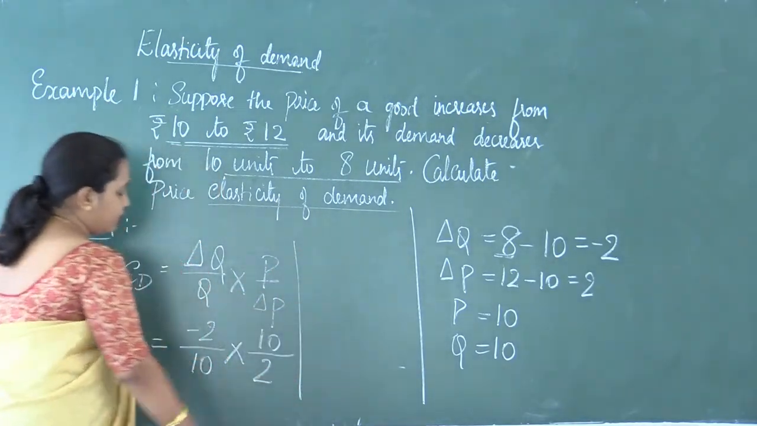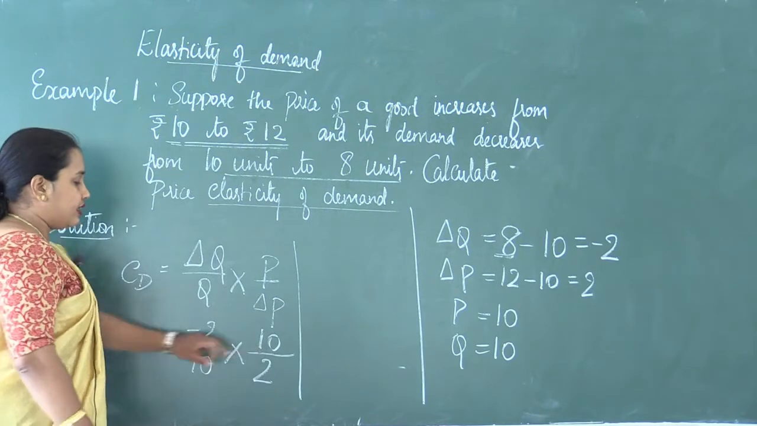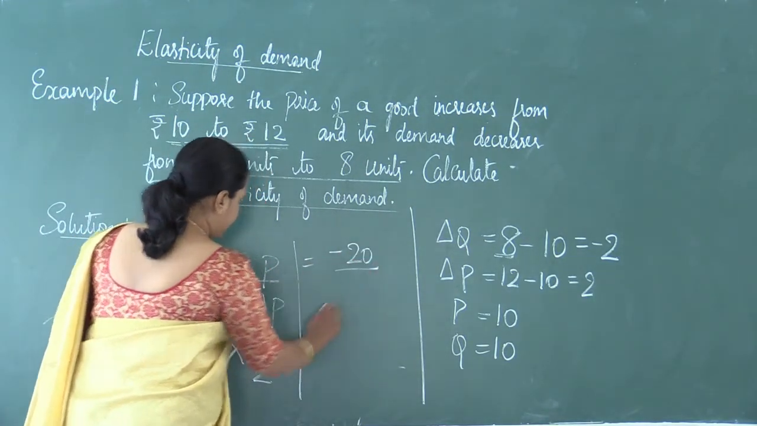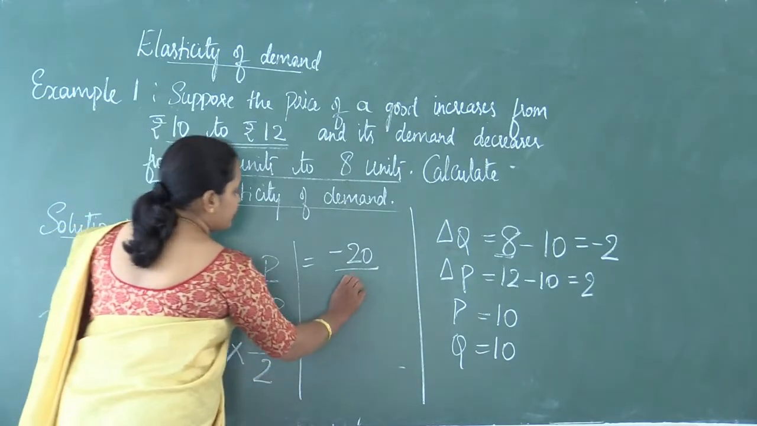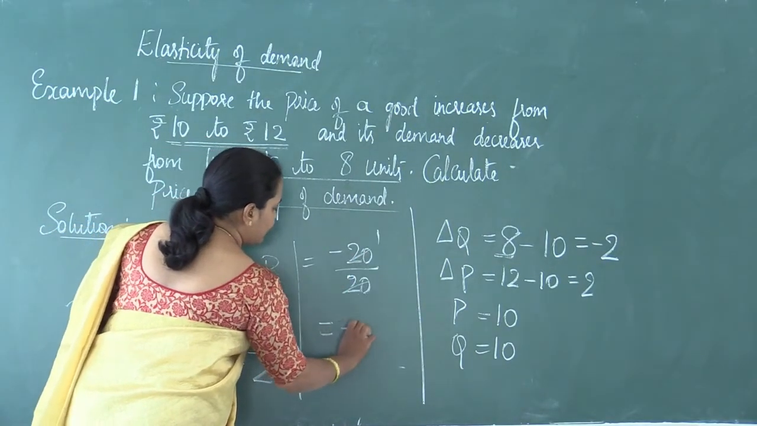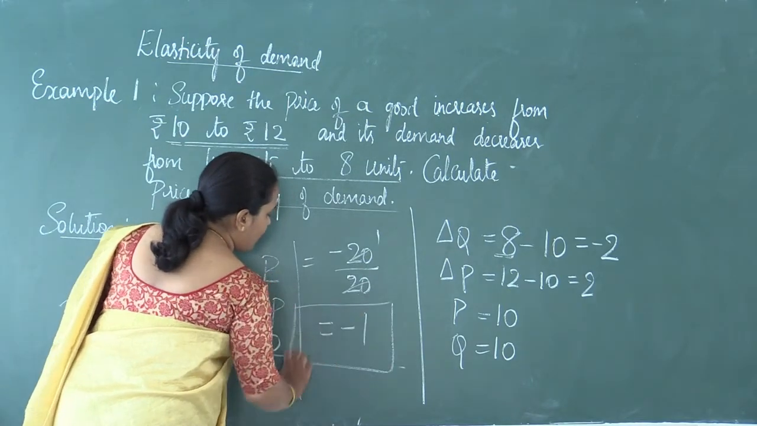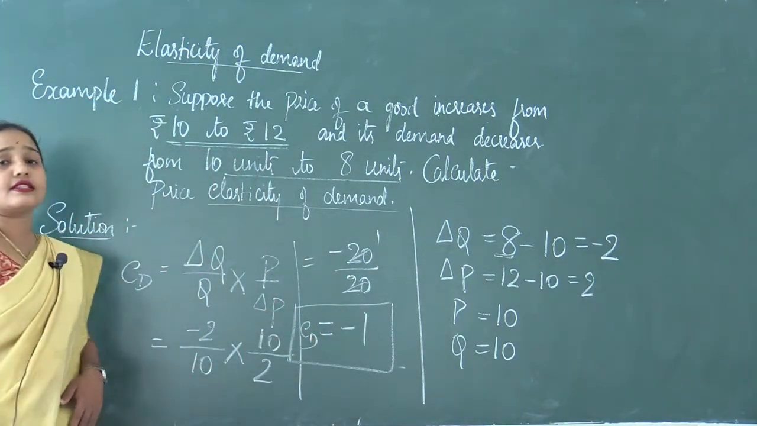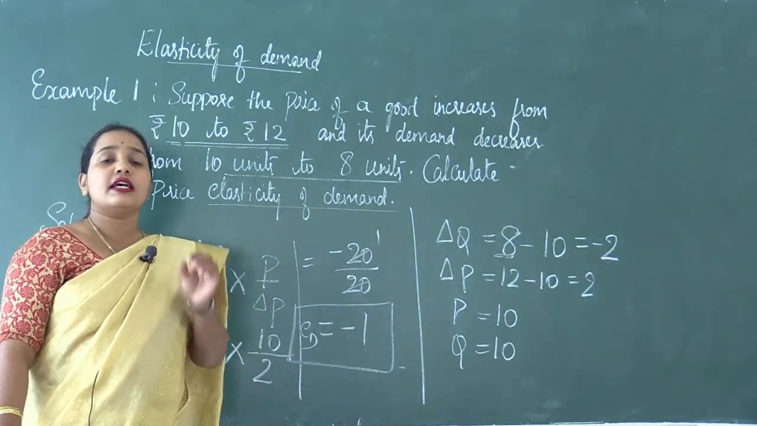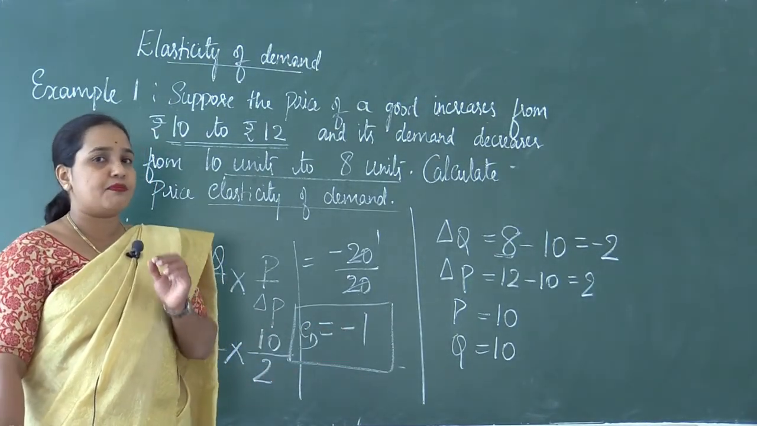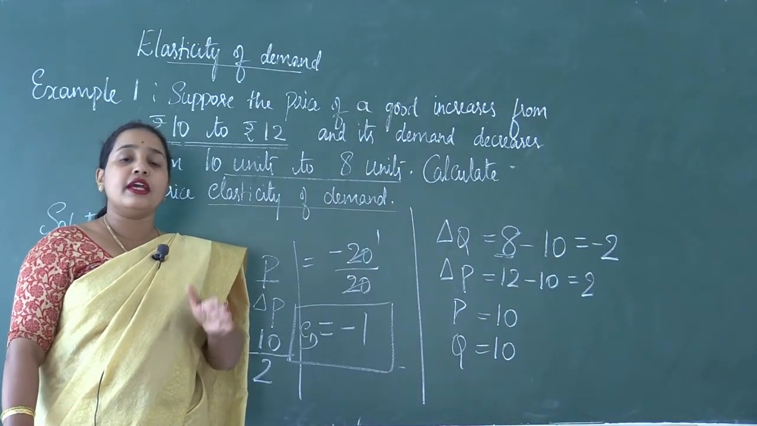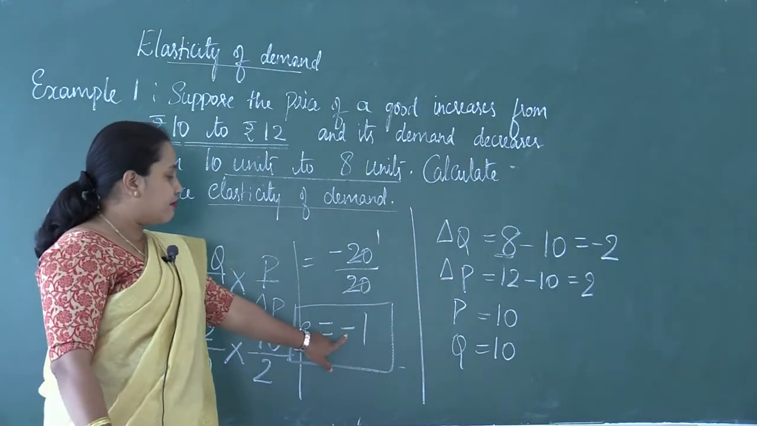Let us continue here. 2 into 10 gives you, since there is a minus sign, minus 20, divided by 10 into 2, which is also 20. When you divide this, you get minus 1, which is the elasticity of demand. You get a minus sign because there is an inverse relationship between the demand for a good and the price of it. Therefore, you always get a minus sign.